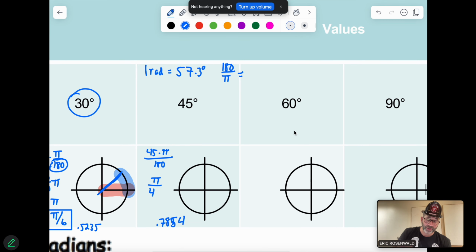Now 60 degrees is bigger than 57.3. So that means that we should end up with something that's a little bit larger than 1 radian, okay? So if I go 60 times pi divided by 180, what we end up with is pi over 3, because 60 over 180 is just 1/3. And if we looked at this as 3.14 divided by 3, we end up with, like we just said, a little more than 1. We get 1.05 radians, okay?